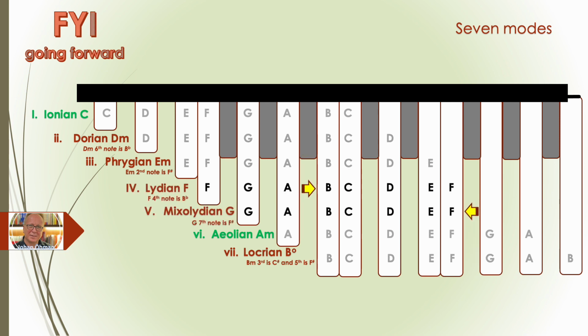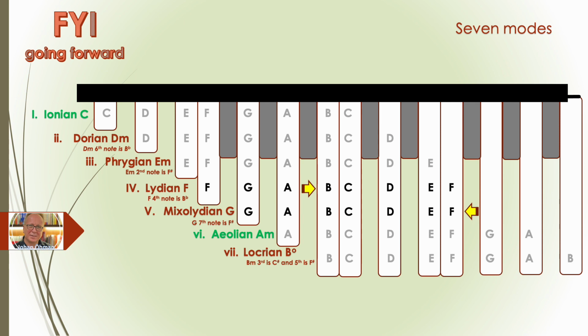And on 4 you have the Lydian F, and the normal F would have a B flat, but we see it doesn't have a B flat, so the B has to be lifted up to B natural. That is the Lydian. The 4th note is lifted 1/2 step. And then you have the Mixolydian, G in this case. Then we talk about the 7th note. The G would have an F sharp, but we don't have an F sharp, so we have to lower that 1/2 step to an F.